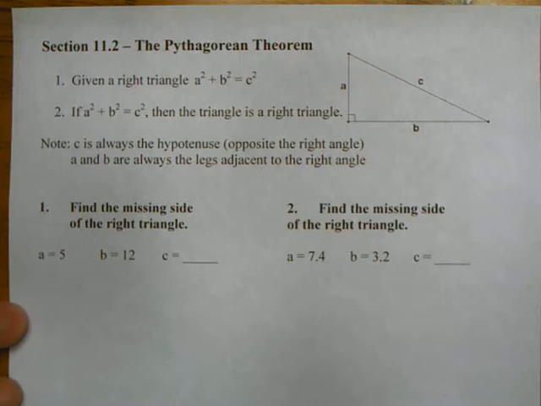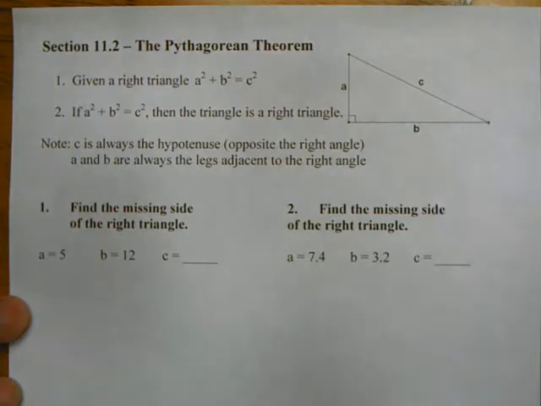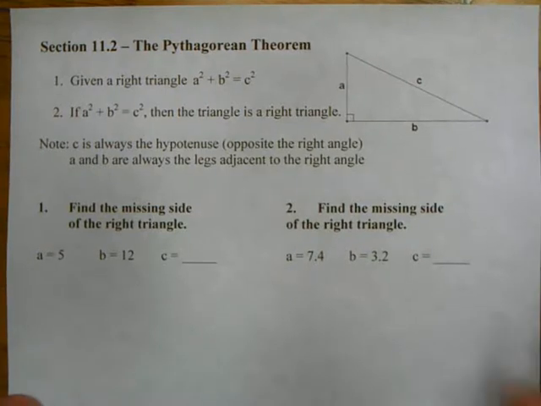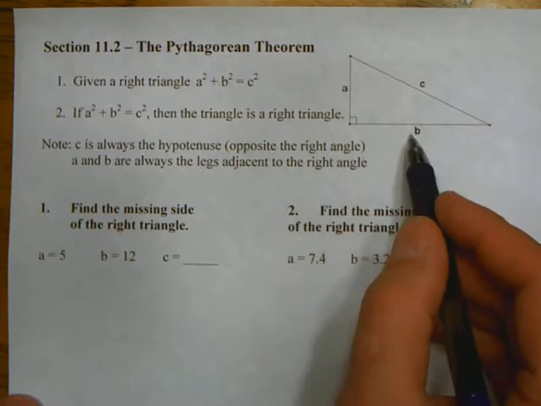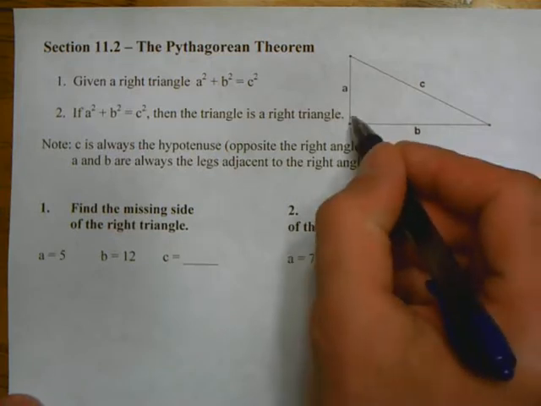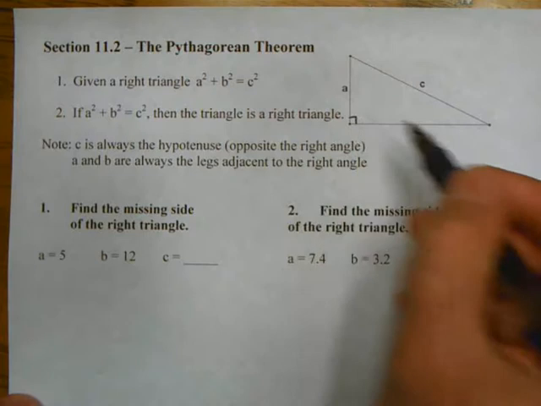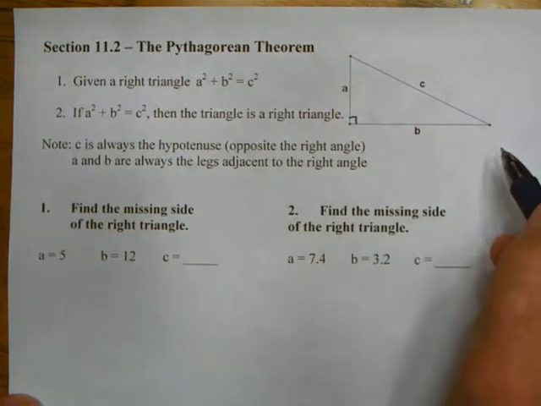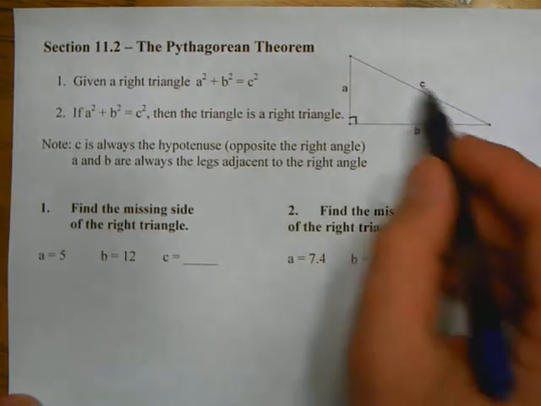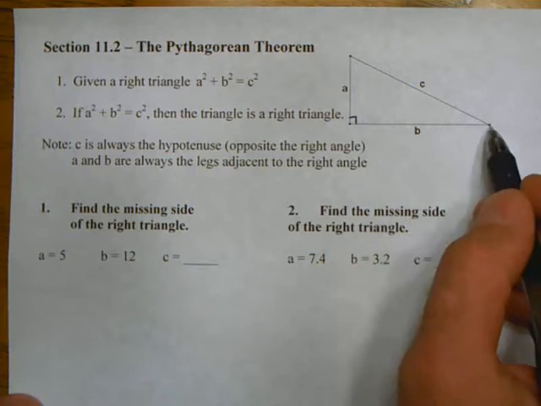This is section 11.2. We're talking about the Pythagorean theorem. Many of you have probably talked about the Pythagorean theorem in the past, but the premise is that the two short sides of the triangle, so long as the triangle is a right triangle signified by a box in the corner, when they're squared and added together, are equal to the square of the longest side of the triangle.